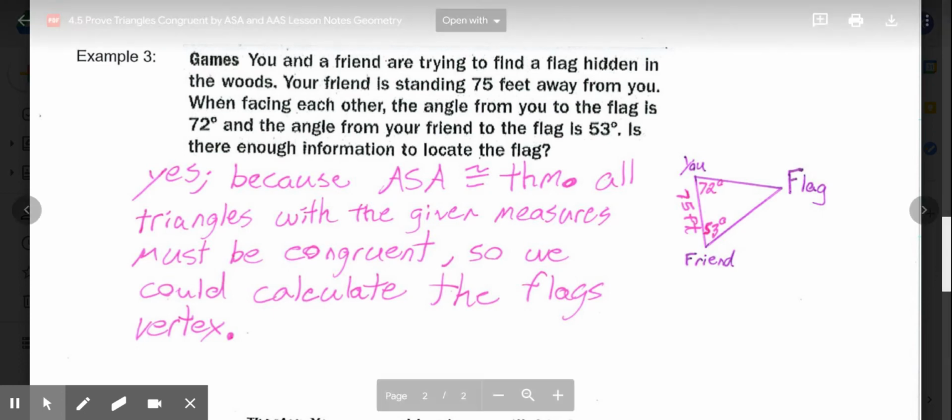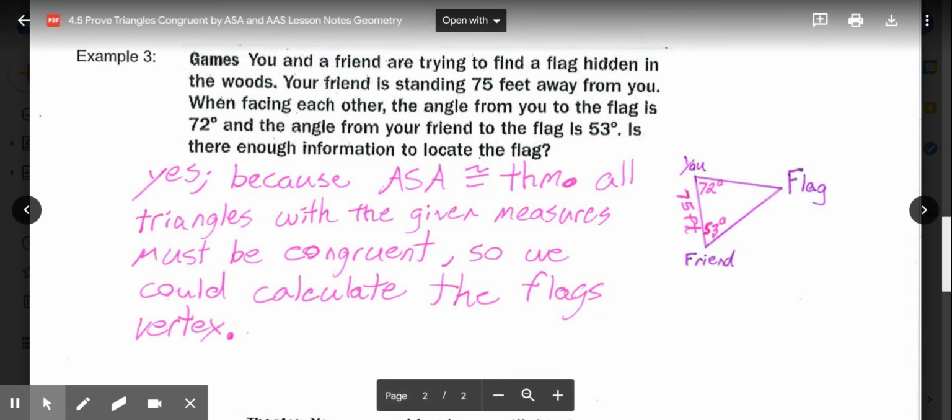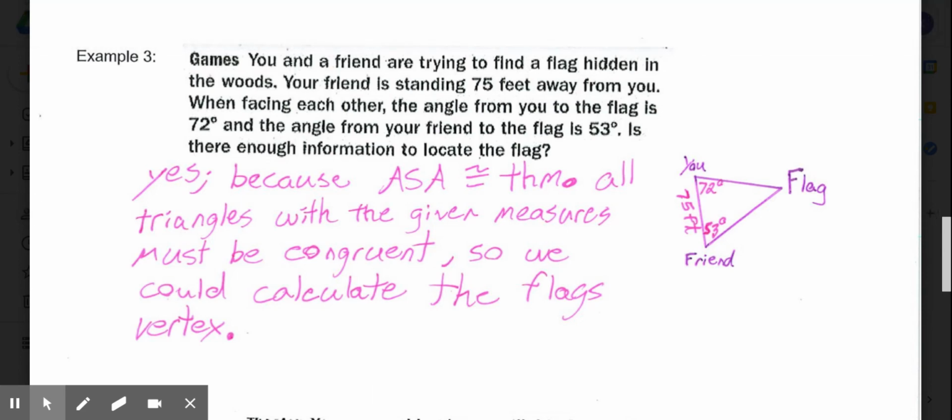So this word scenario says you and a friend are trying to find a flag hidden in the woods. Your friend is standing 75 feet away from you. When facing each other, the angle from you to the flag is 72 degrees, and the angle from your friend to the flag is 53. Is there enough info to locate the flag?